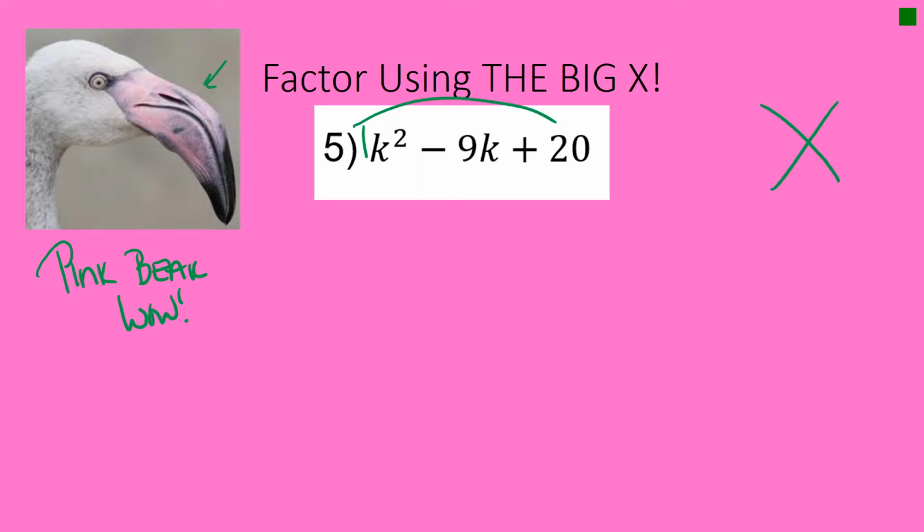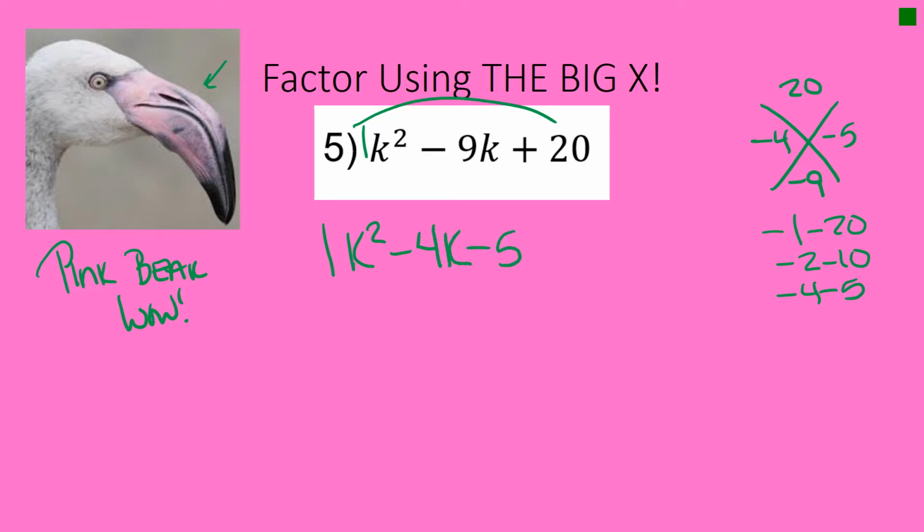1 times 20 is 20, and I'm looking for -9. Has to be adding, and they both have to be negative. -1, -20, nope. -2, -10, nope. -4, -5, yep. So I'm going to go 1k squared minus 4k minus 5k plus 20.